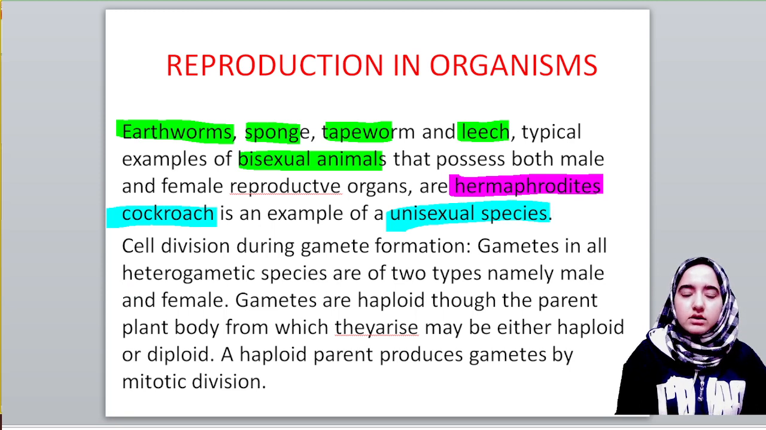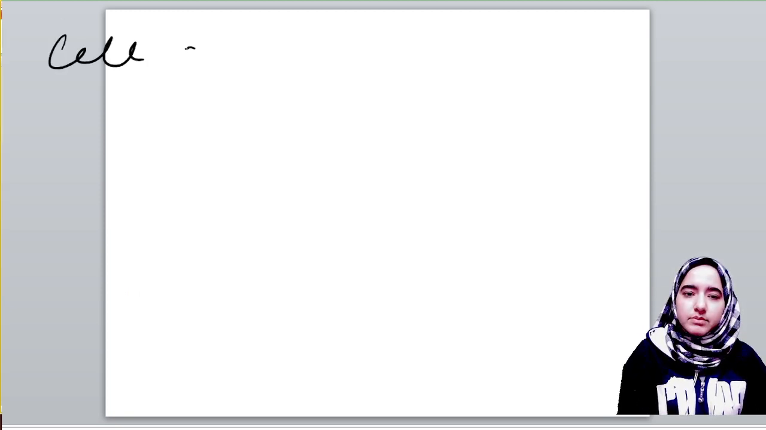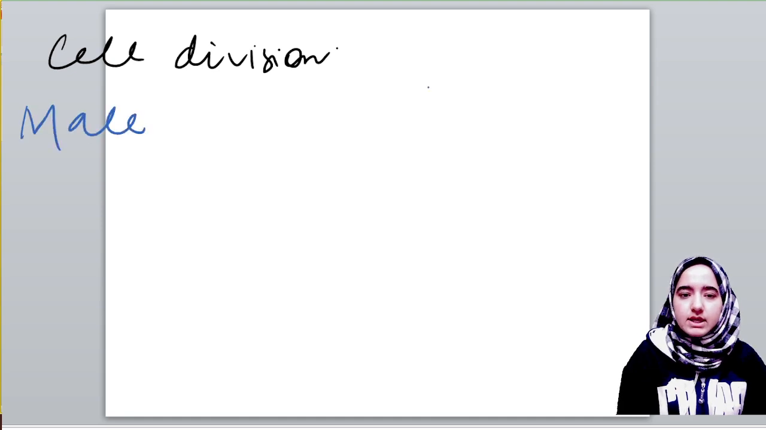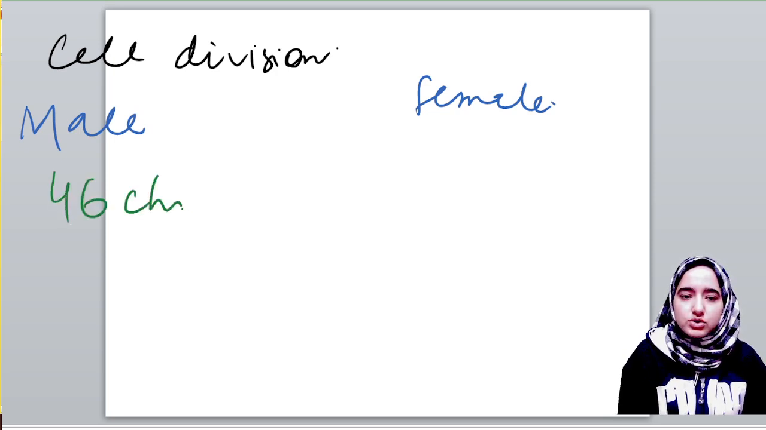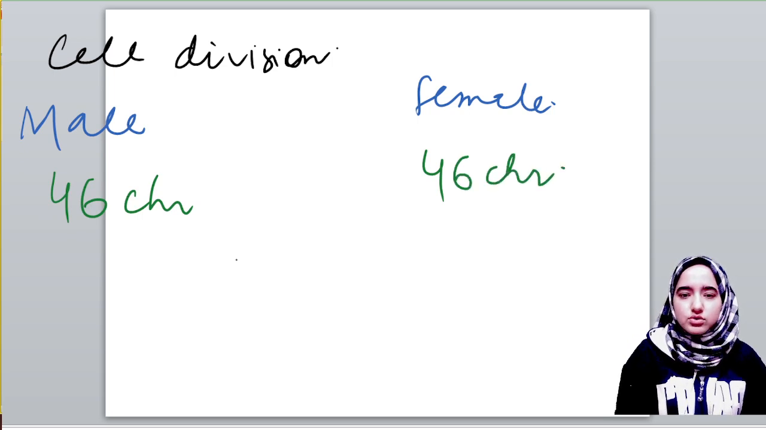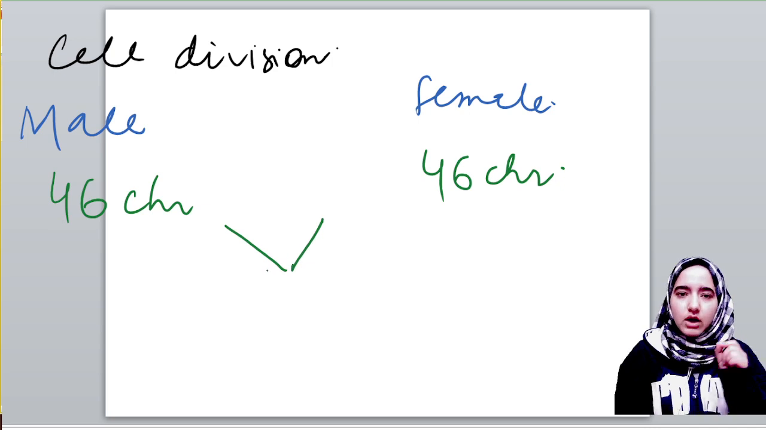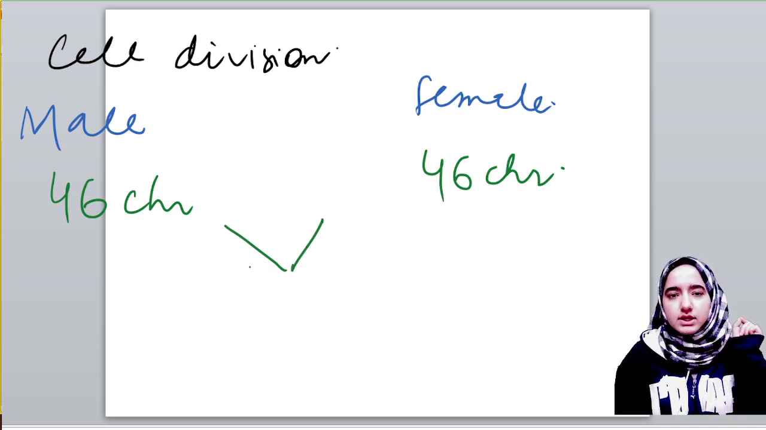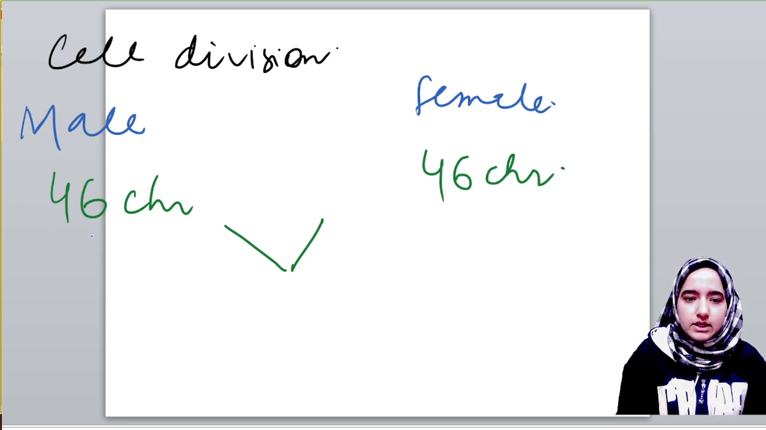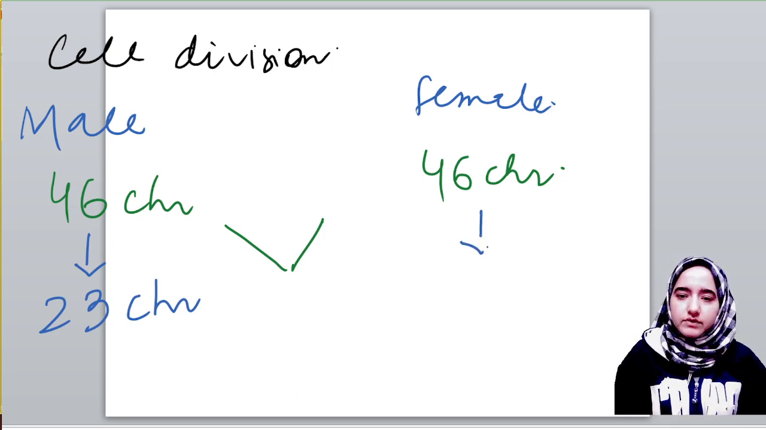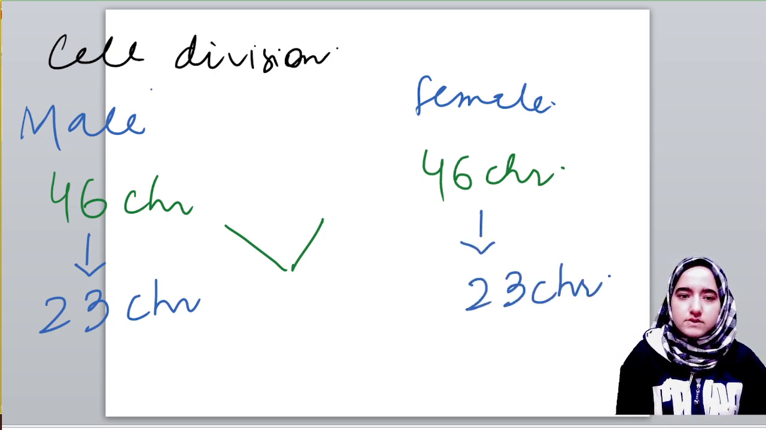Now you will see that in every organism cell division will occur before gamete formation, because we have a pair of chromosomes. Say for example, this is male, this is female. Male has 46 chromosomes, female also has 46 chromosomes. Say they fuse as it is without meiotic division. As you might have learned meiotic division in class 11th, it is the reductional division. It reduces our chromosome number to half. By meiotic division, 46 chromosomes reduce to half, that means 23 chromosomes. Here we also get 23 chromosomes because meiosis took place.